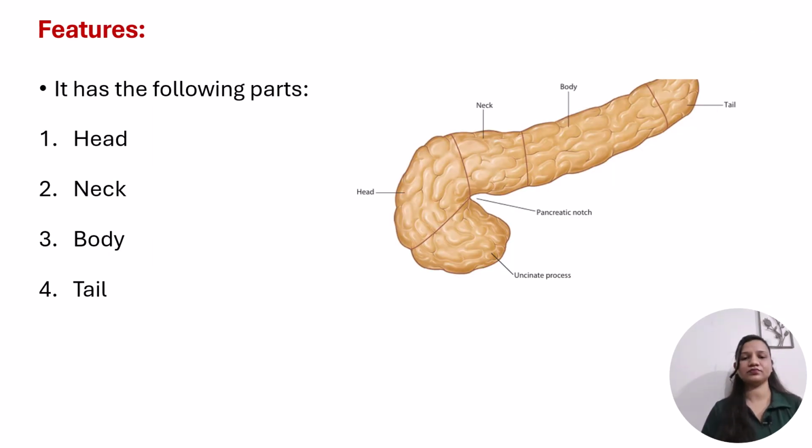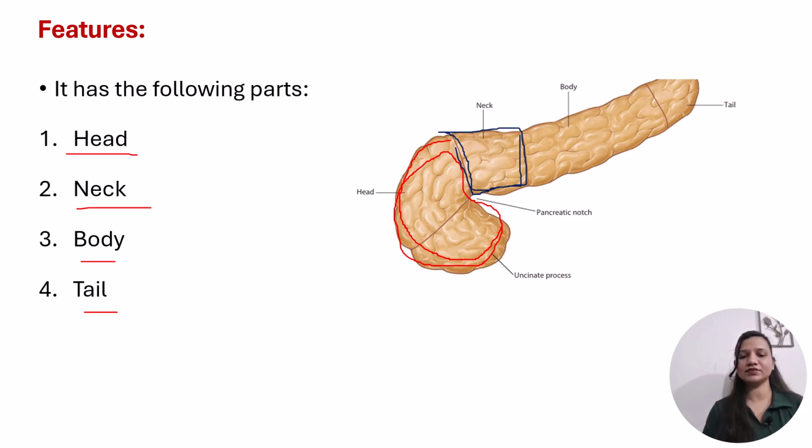Moving on. Now we'll see the features of the pancreas. What are the parts of the pancreas that we'll be studying? The first one is the head. The pancreas consists of 4 main parts, which include the head, neck, body and tail, which you can appreciate here in this picture. This entire portion towards the right side is called the head of the pancreas. After the head there is the neck of the pancreas, this portion.